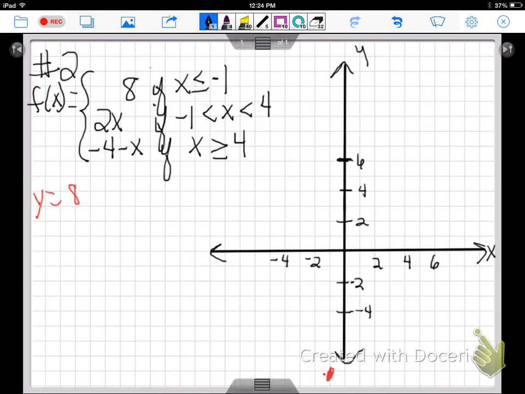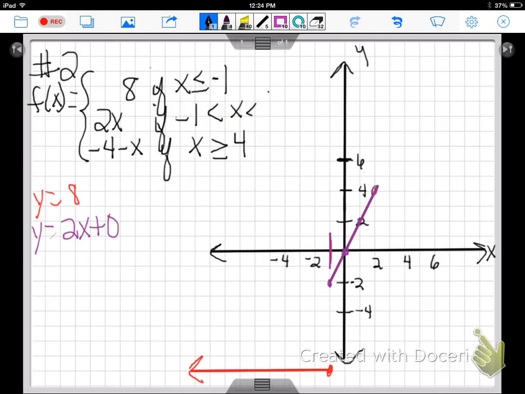The first equation is y equals 8, which is a horizontal line at 8. The second is 2x plus 0. The restrictions are between -1 and 4. And the second equation is -x minus 4. And the restriction is greater than 4. So if you notice, it was only to the right of 4 that we would graph. Erase all the points to the left.